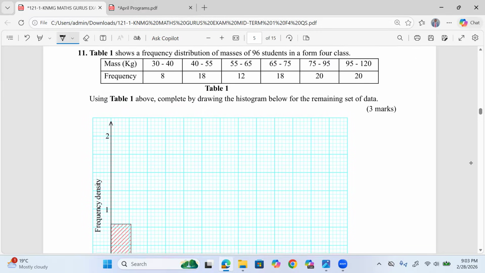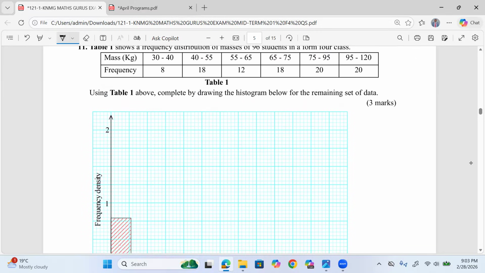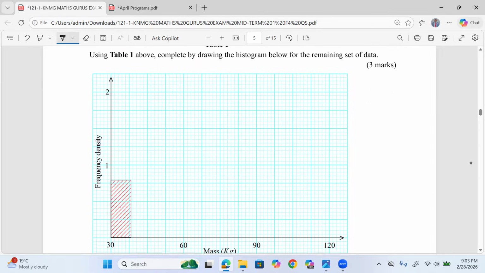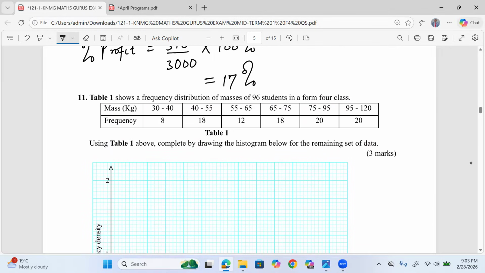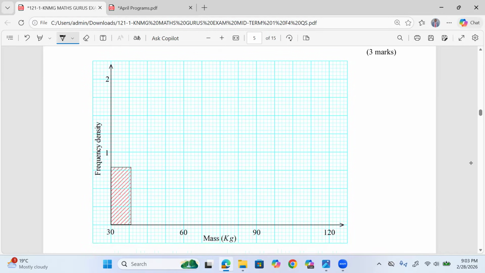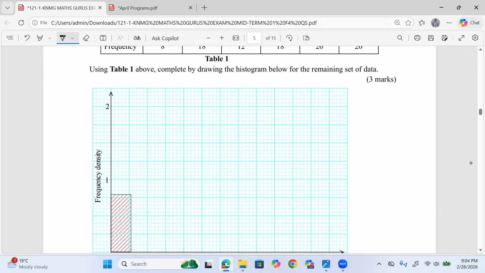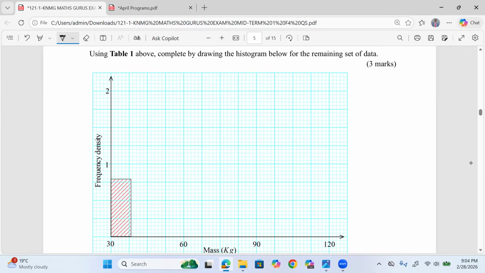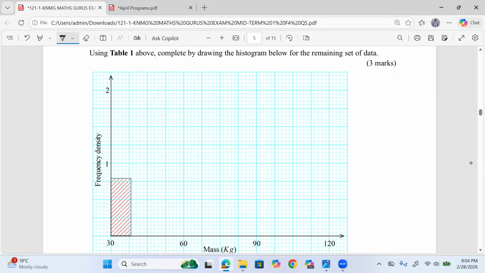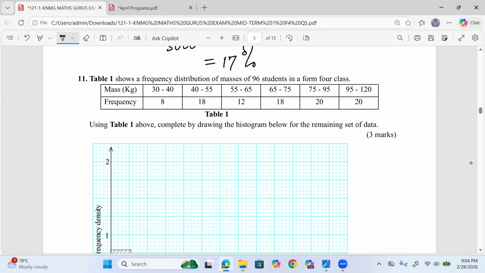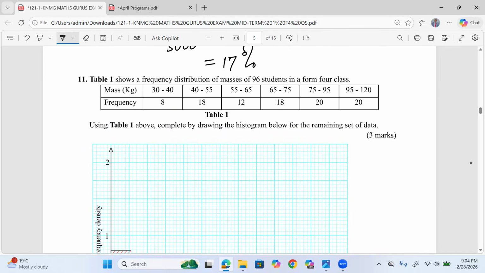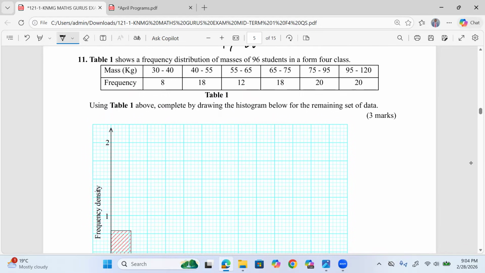How do we draw a histogram? First, when the classes are uniform, we simply plot frequency against the class boundaries. Frequency on the vertical axis, class boundaries on the x-axis. That is when the classes are uniform in length. But in this case, you can see some classes are bigger than others. So we don't have uniformity.